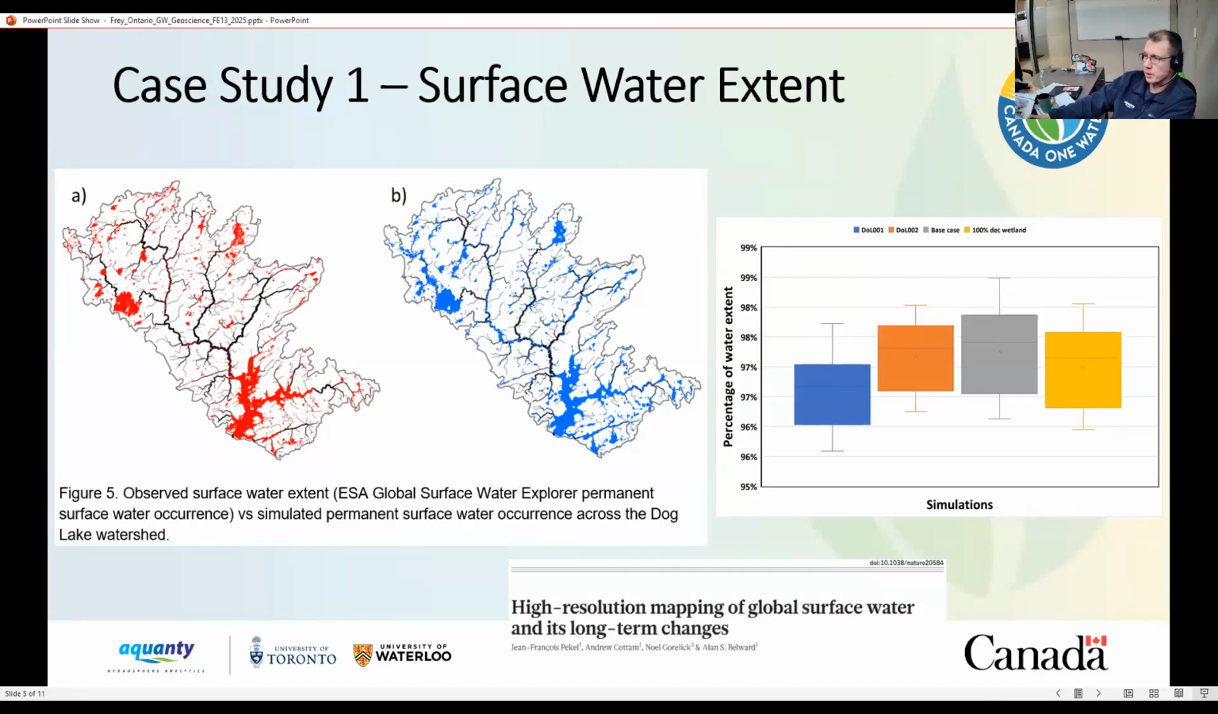So the SWOT, which was launched in 2022, is actually giving us surface water elevation. So time varying surface water elevation, as well as surface water extent. So the Landsat imagery is relatively static. So when we look at this type of a map for model validation purposes, it's kind of a static representation of our surface water and groundwater conditions in the model.